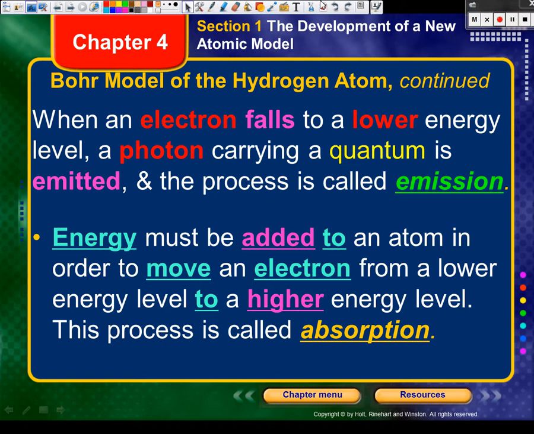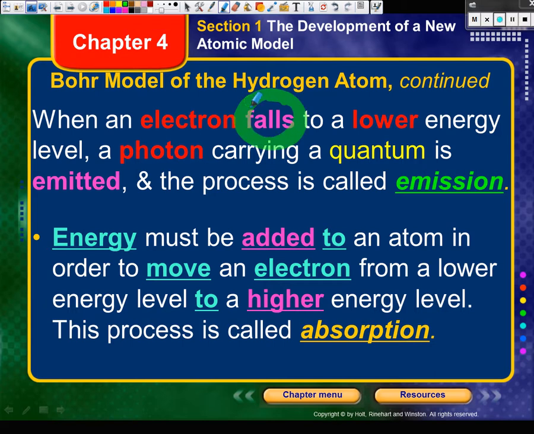And what is a photon? It's a ball of light. Okay? And what do we call that process when it gives it off? Emission. Okay? So, again, when it falls, it emits. When it falls, it emits.